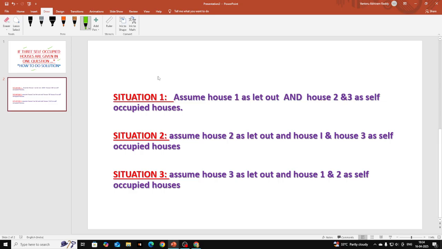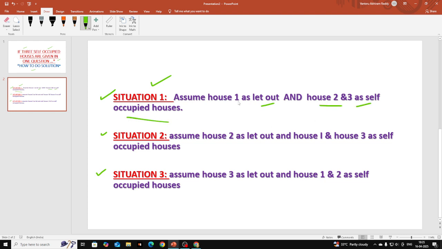So there is work here, and you should follow all of that. Let us discuss it. For one problem we have to make the calculation under three different situations. For the first situation, you should write in your answer also: situation 1. You have to assume house 1 as let out, and house 2 and house 3 as self-occupied houses.